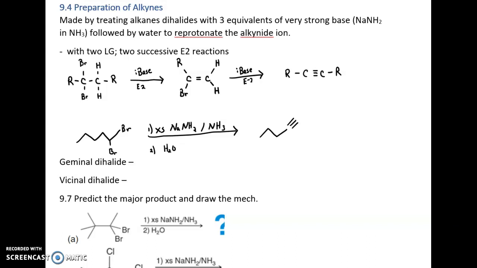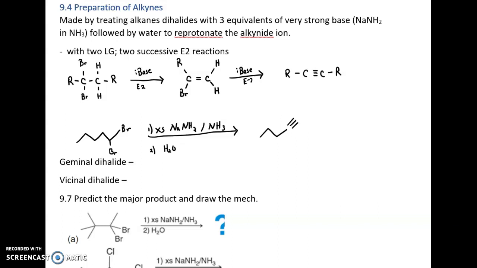So let's look at how we're going to make some alkynes. We're going to make them by treating an alkane dihalide with 3 equivalents of a very strong base, sodium amide. Sodium amide is not dissolved in water, but it's dissolved in liquid ammonia. The treatment is followed by a treatment with water to reprotonate. Okay, so let's look at what the reaction is going to look like.